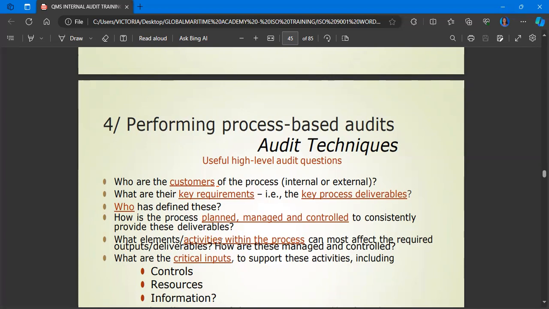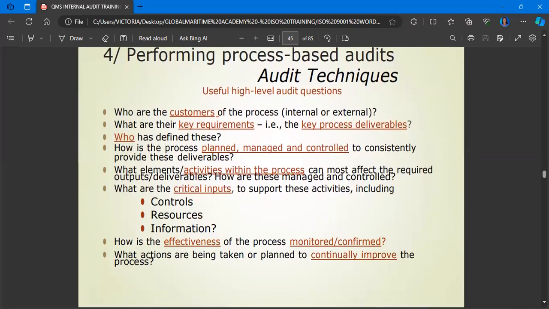What elements or activities within the process can most affect the required output, the deliverables? How are these managed and controlled? Talking about risk-based thinking, have they identified the possible risks to their objectives, to the performance of their objectives? What are the critical inputs? What are the inputs for that process?